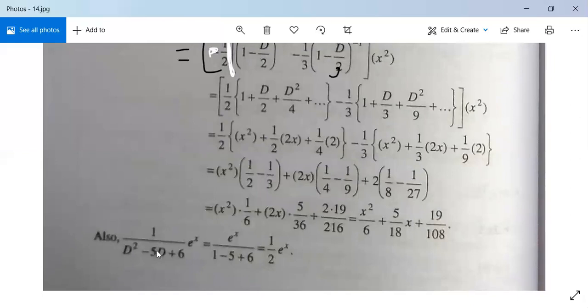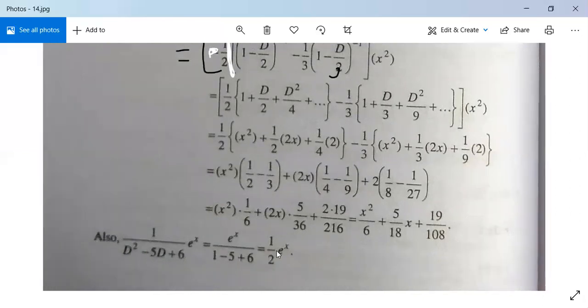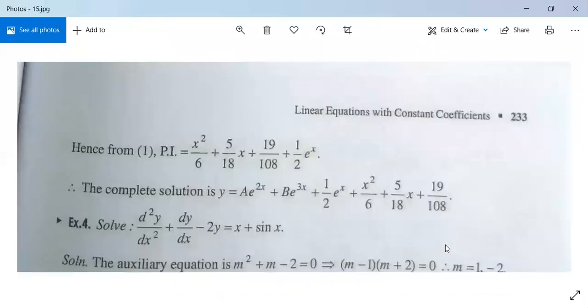Also 1/(D² - 5D + 6) e^x is equal to e^x/(1 - 5 + 6). Remember, 1/f(D) e^(ax) is equal to 1/f(a) e^(ax), provided f(a) is non-zero. Here a is 1, so substitute 1 for D, and since it is non-zero, we can substitute it. Its value is (1/2) e^x.